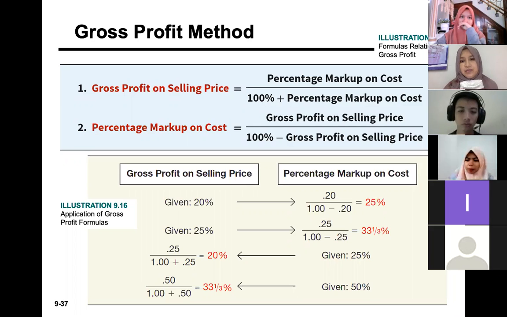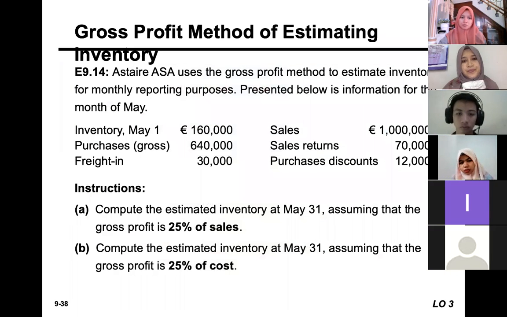We know the selling price and we know the cost, let's say, but we don't know the percentage of gross profit on selling price. So we can use the formulas to play around with the information. Okay, let's see the example. This company used the gross profit method to estimate inventory for monthly reporting purposes. So these are the information.